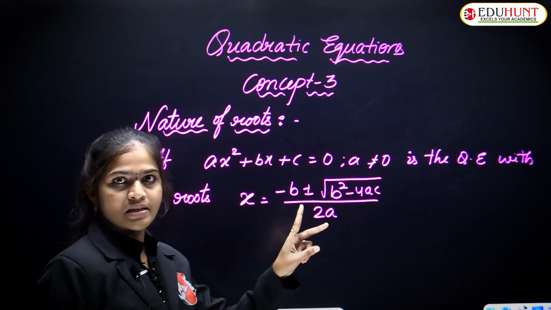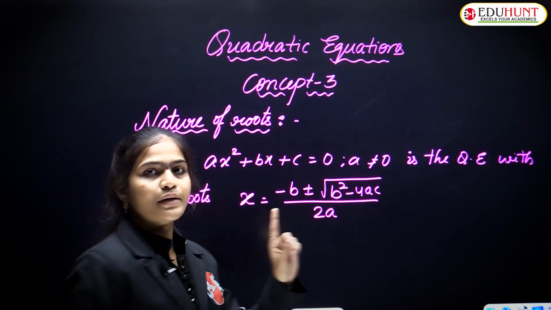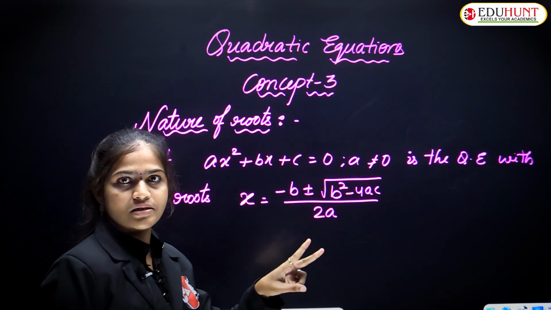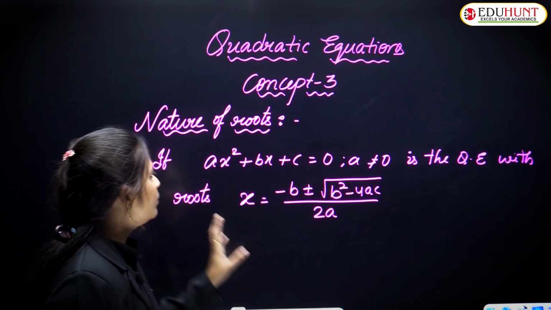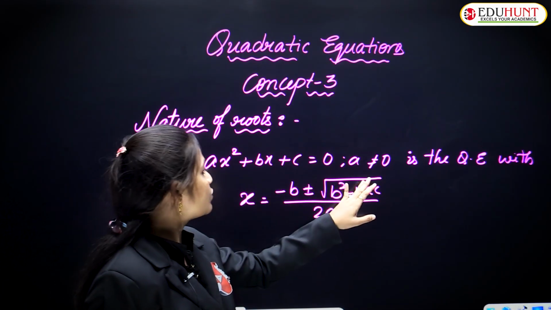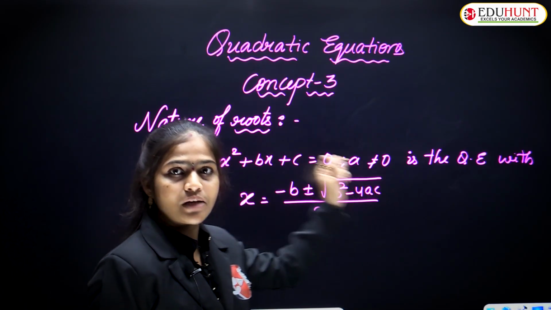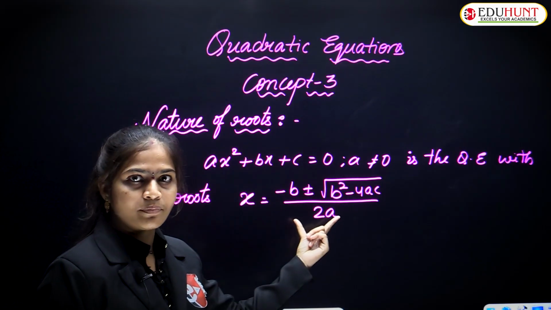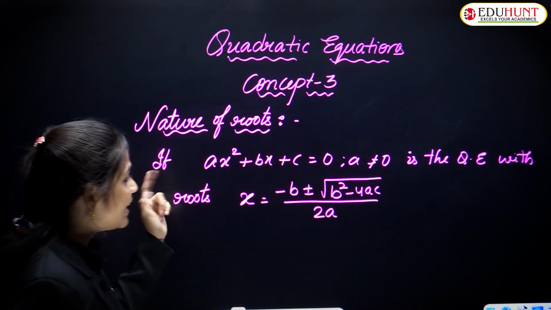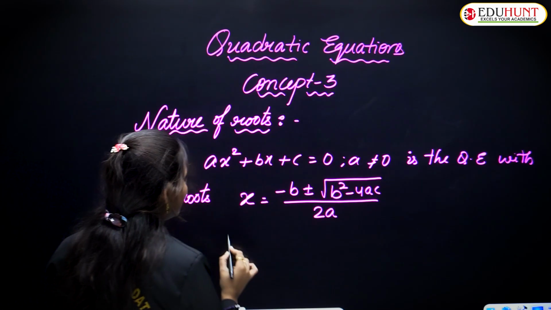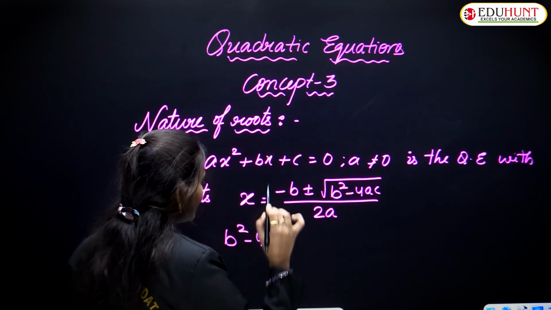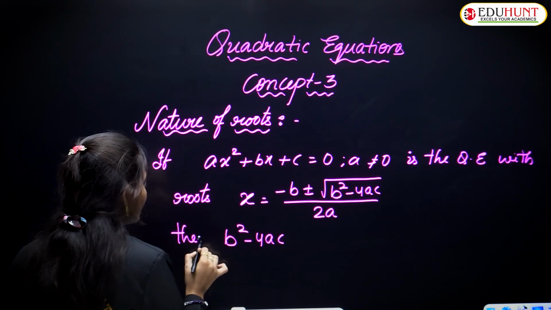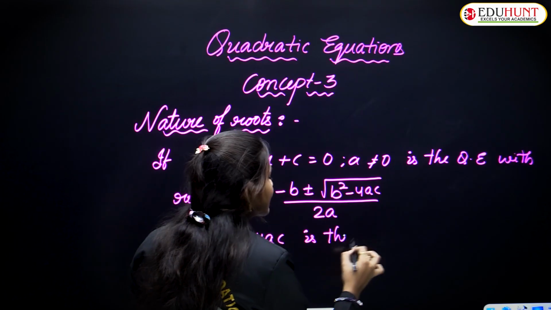So here we have two roots. By taking plus, we get one value, and by taking minus, we get the other value. Those two are the values of x. Understand? So the quadratic equation ax square plus bx plus c is equal to 0, a not equal to 0, has the roots x is equal to minus b plus or minus square root of b square minus 4ac by 2a. We know this already, right? So here, we have to consider the part b square minus 4ac. Then b square minus 4ac is the discriminant.